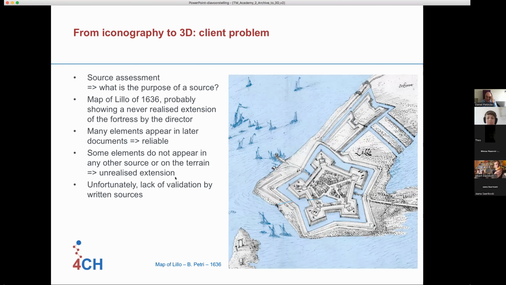Okay, the client problem. So we had this from the question and answer last time, and so this is one of the very good drawings of Lillo. But we have this structure here, which nowhere in any other source appears. It is not visible, even not today in the terrain. Nowhere do you see this. So why is this?